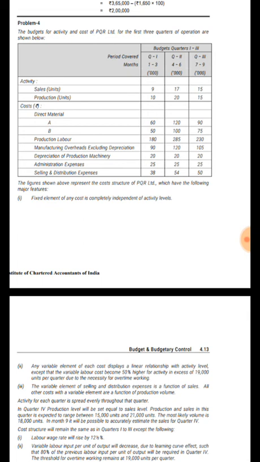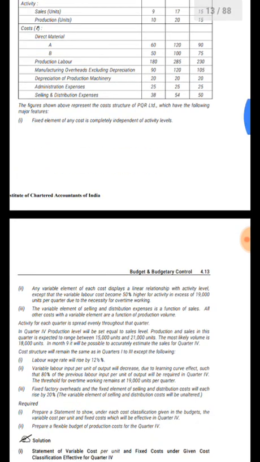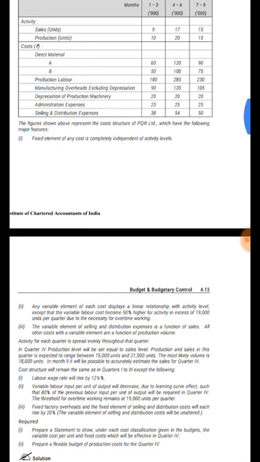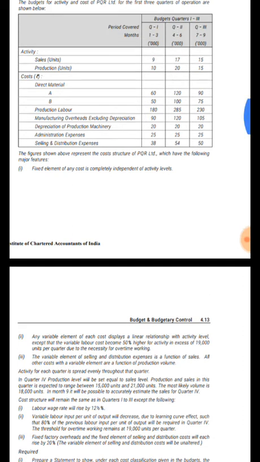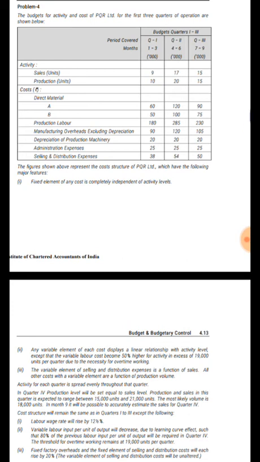The figures shown above represent the cost structure of PQR Limited, which has the following major features. Fixed element of any cost is completely independent of activity levels. See, this depreciation of production machinery or administration expenses, they are talking about that in this first point. Fixed element of any cost is completely independent of activity levels. At whatever activity level, that is sales, production, whatever is given here, irrespective of the activity level, it is not changing.